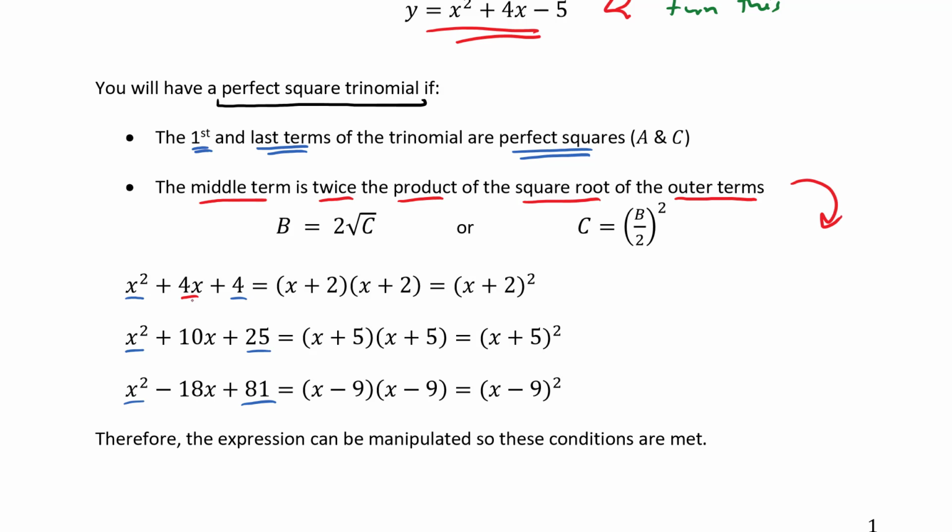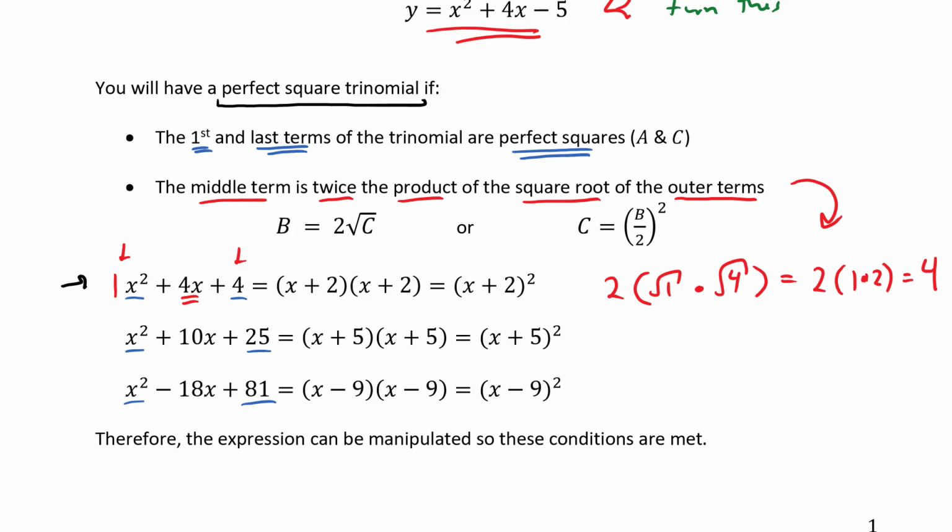So the middle term, this term here, has to be twice the product. So I'm saying 2 times the product. I'm multiplying two things together. The product of what? The square root of the outer terms. So this would be a 1, square root 1, and this would be square root of 4. 2, 1 times 2, which is going to be 2 times 2, which is 4. As you can see here, this one is a perfect square trinomial.